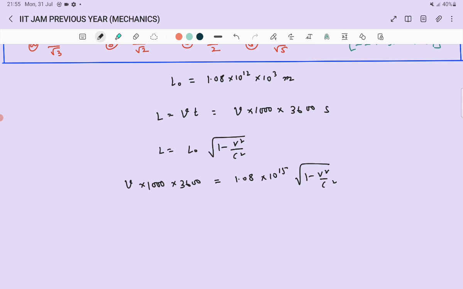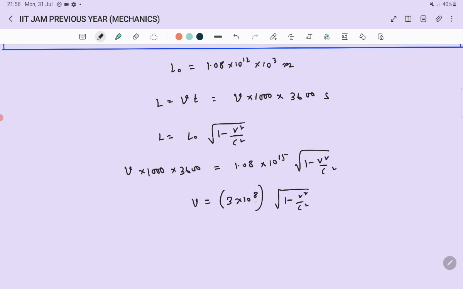Now if you solve it, you will get v from here. You can see that there is 10 to the power 15 here. So if you solve it and cancel these terms properly, then you will get v equal to 3 into 10 to the power 8 actually into root over 1 minus v square by c square.